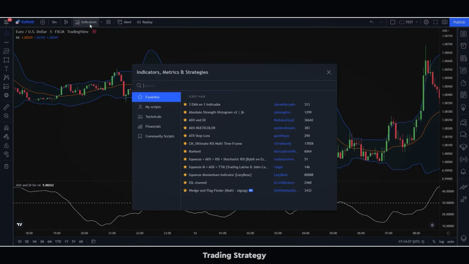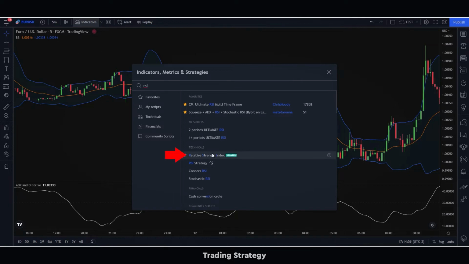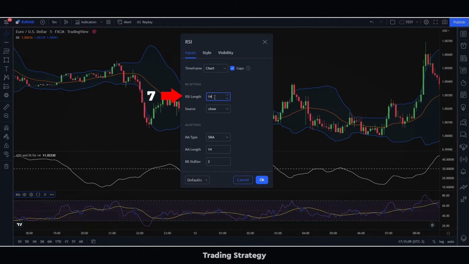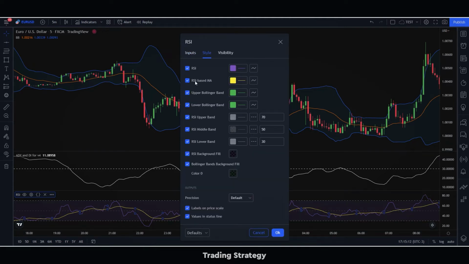Finally, we will select the RSI indicator. This indicator, we will put it with a parameter of 7, and we will deactivate the moving average.